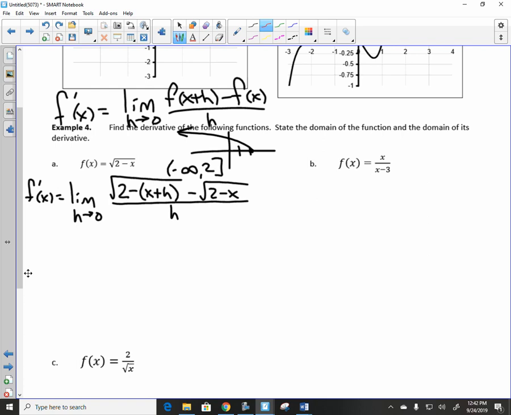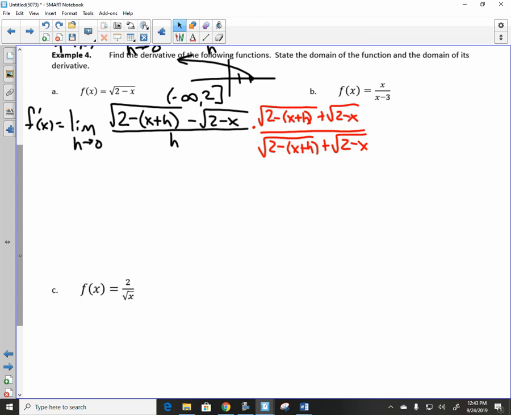So how do I simplify this? Multiply by the conjugate: the square root of 2 minus x plus h, plus the square root of 2 minus x, all over the same thing. This is where sometimes your algebra gets sloppy, folks, which is why you're getting a work day on it tomorrow. Make sure we keep our algebra nice and clean. I get the limit as h goes to 0. What do I get on the top? Can I distribute that negative through? Is that okay with you guys? So 2 minus x minus h.